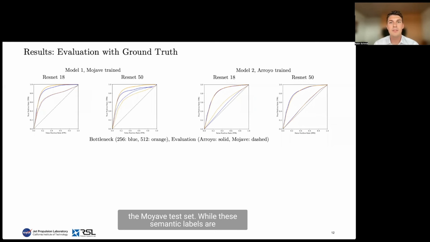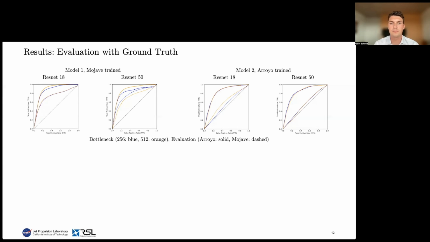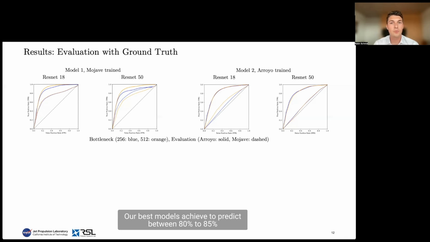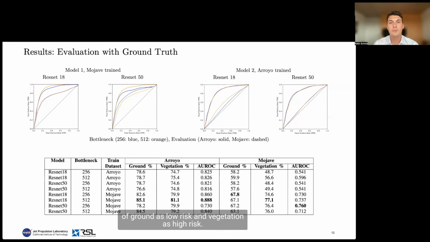While these semantic labels are not a direct match to traversability risks, since they do not capture the vehicle's capabilities, they are a good approximation, as vegetation ideally would have a higher risk regardless, due to the potential unknown hazards or tire puncture risk. Interestingly, the Arroyo has more untraversable vegetation, and the model also predicts a higher percentage of this vegetation as high risk compared to the Mojave data. Our best models achieve to predict between 80 to 85% of ground as low risk and vegetation as high risk.